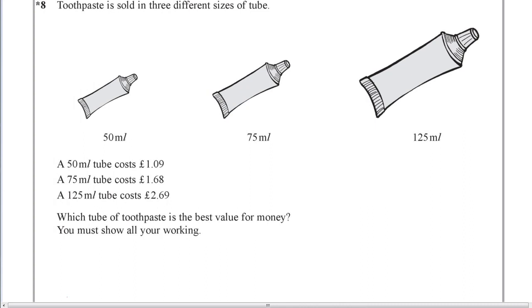Question 8. Toothpaste is sold in 3 different sizes of tube. There they are. 50 millilitres, 75 millilitres and 125 millilitres. The 50 millilitre tube costs £1.09 and then the other one's £1.68 and the other one's £2.69. Which tube of toothpaste is the best value for money? You must show all your working. Well, I think what we've got to do is work out the price of, say, 1 millilitre for each tube. And of course the cheapest one is the best. So let's do that.